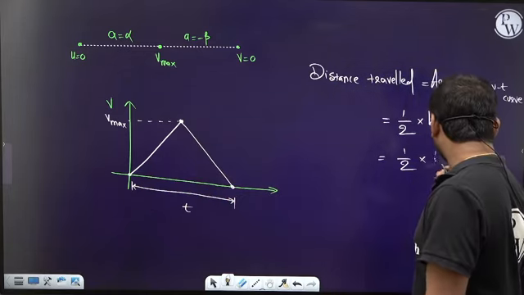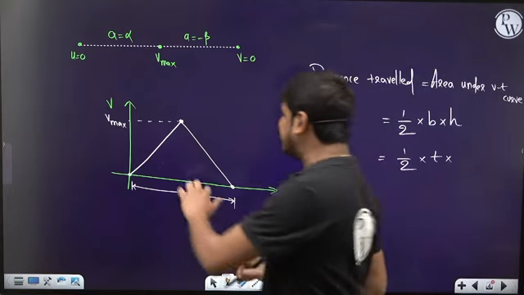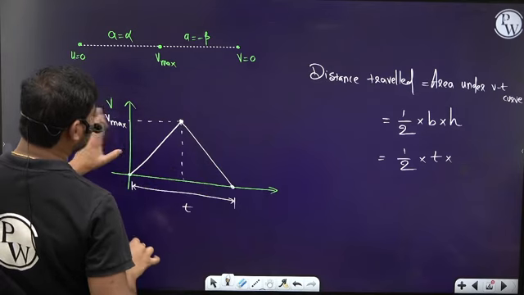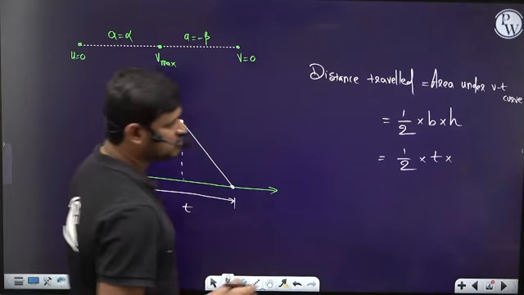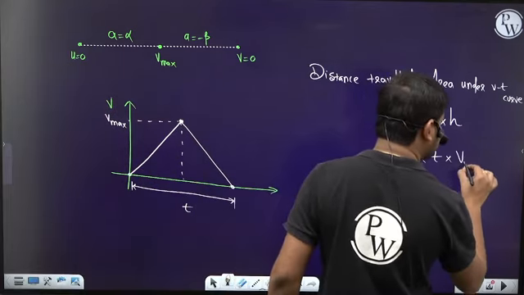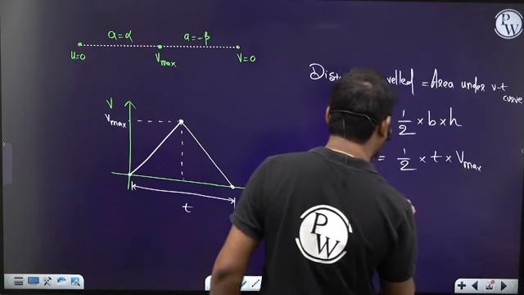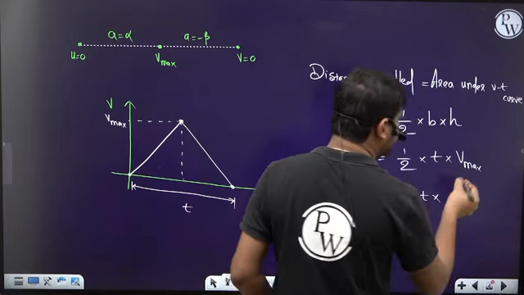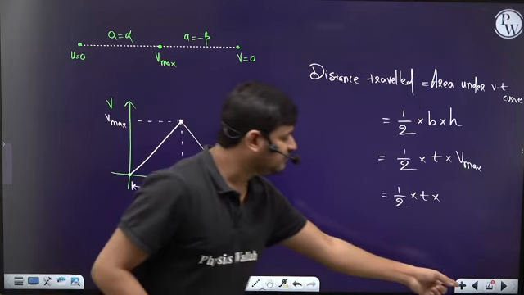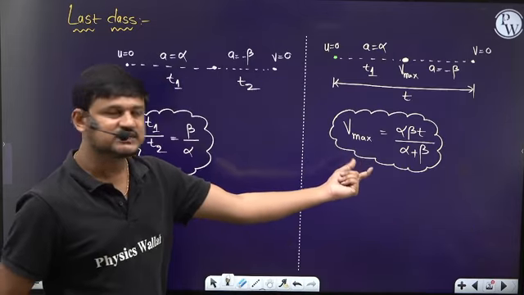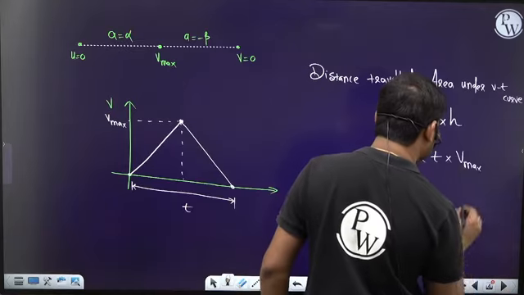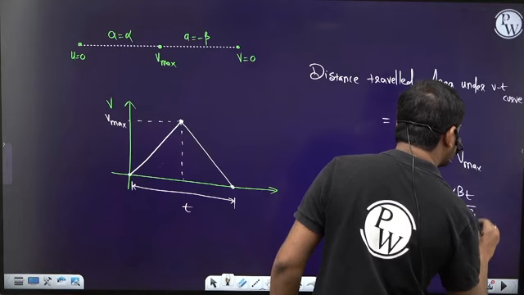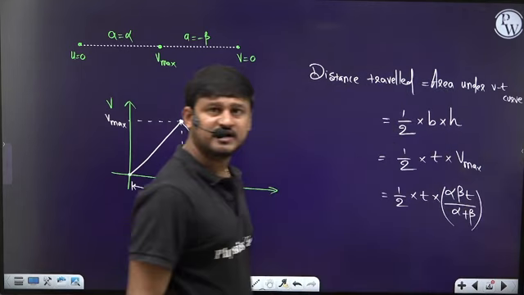So half into t, time into height. What is the maximum height? The maximum height is nothing but Vmax. So half into base time into Vmax. We know the Vmax formula already. The Vmax we already derived in the last class: alpha beta t by alpha plus beta. This we already derived in the last class.